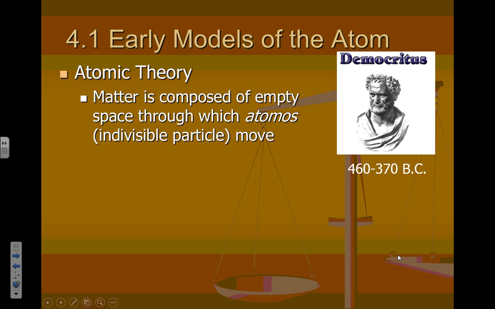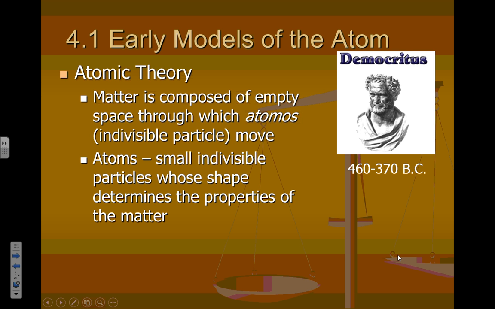Now, that's where we get the term atom, and atomos stands for indivisible particle. So what he said was the world around us is made up of these little indivisible particles. And atoms were then small indivisible particles whose shape determined the properties of matter. So something like water. Well, water is bluish in color when you look at a large amount of it, and it flows really, really easily.